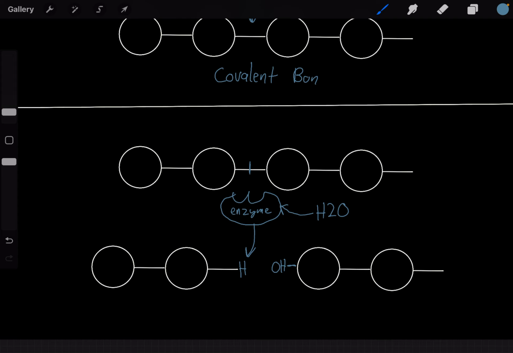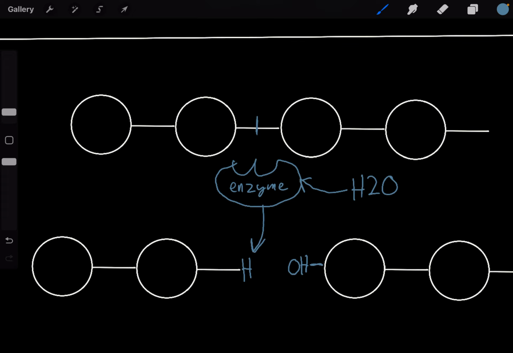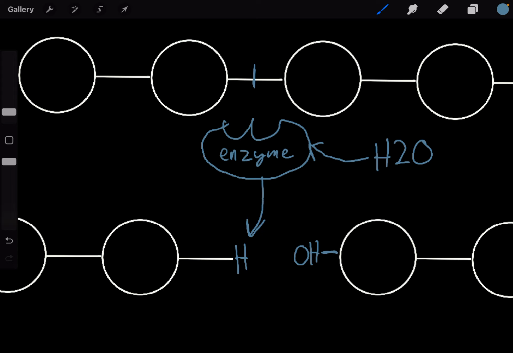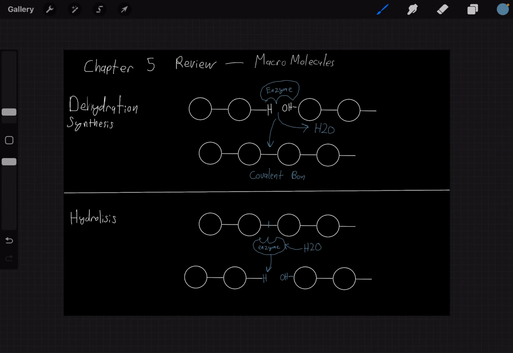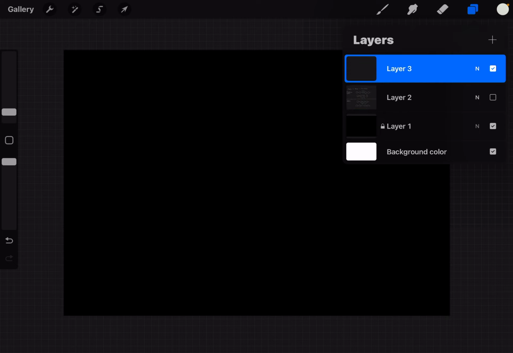Sorry, not using a dehydration reaction, it breaks it using an enzyme. It puts water into the system, which then puts hydrogen back onto the one monomer and OH back onto the second monomer. And that's basically dehydration synthesis and hydrolysis. Now talking about monomers and polymers real quick.